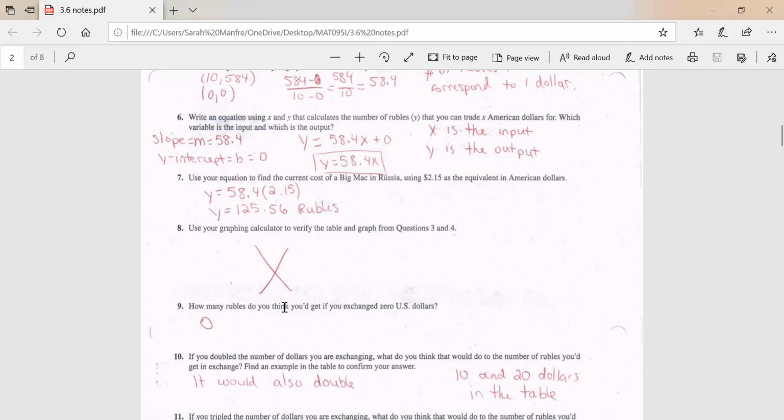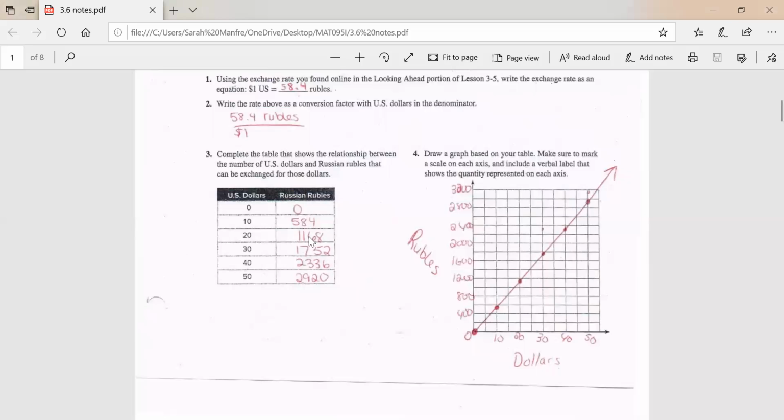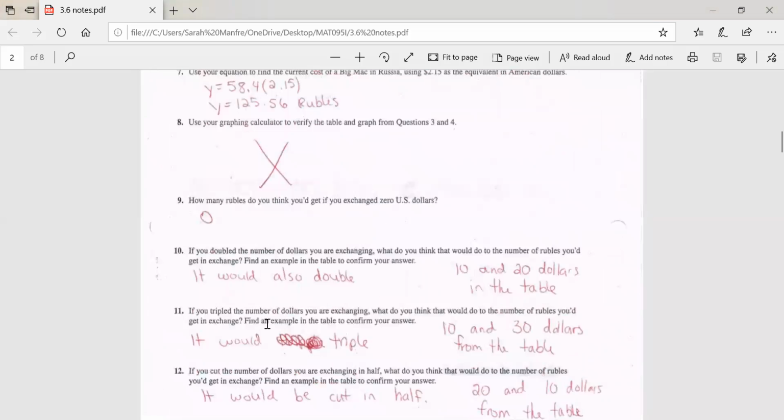All right, so how many rubles do you think you get if you exchange $0? Well, if you don't give any money, then you're not going to get any money back. So it would be 0. Question 10, if you double the number of dollars you're exchanging, what would happen to the number of rubles? Well, it would also double, right? Because everything is directly proportional. And if you look here, if you go to 10 and 20, 1168 is double 584, just like 20 is double 10. Okay, and then 11, if you tripled the number of dollars, what would happen to the number of rubles? It would also triple. Okay, if you look at the table for the numbers 10 and 30, you would see that they triple.